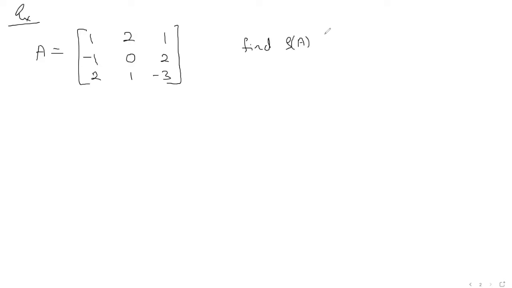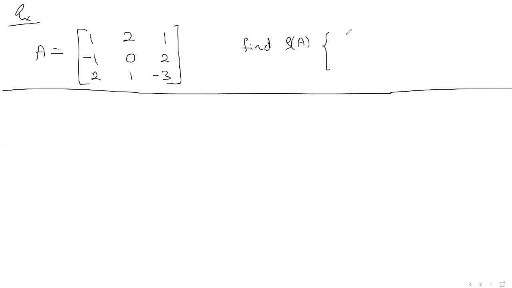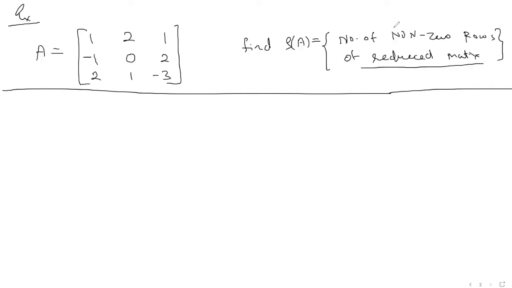Now, when you are doing row operations and reducing this matrix to find the rank of the matrix, what we do is we perform row operations. And the rank of a matrix is always the number of non-zero rows of the reduced matrix. So first we have to find the reduced matrix, and then we'll see how many non-zero rows there are. And to do this, we follow a particular procedure.